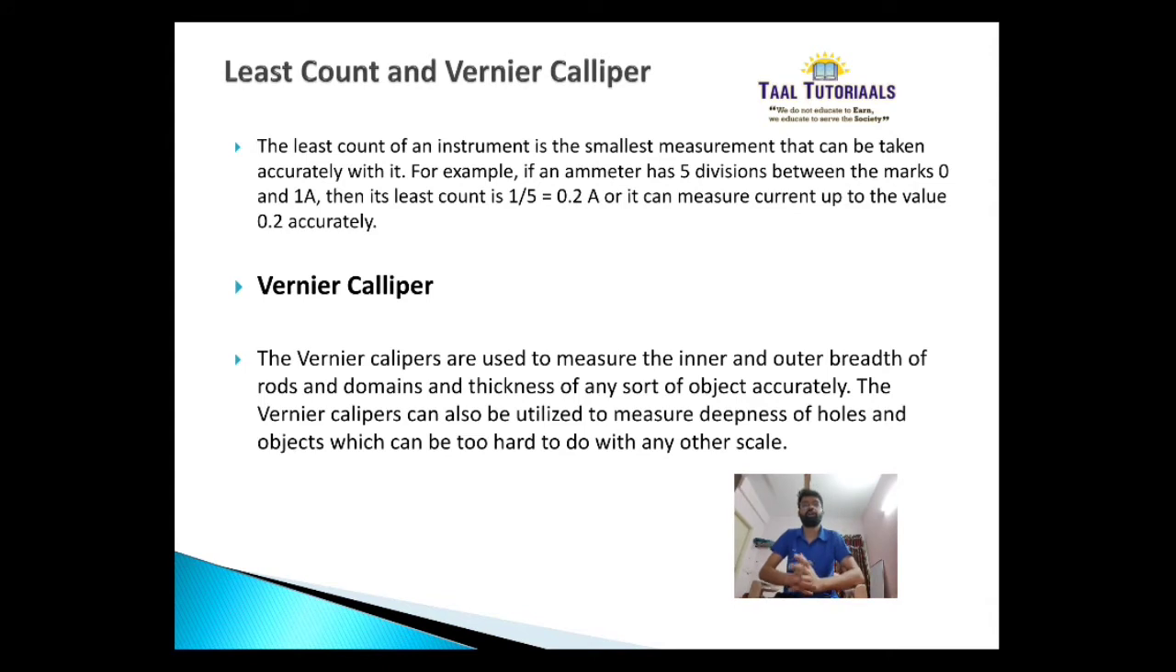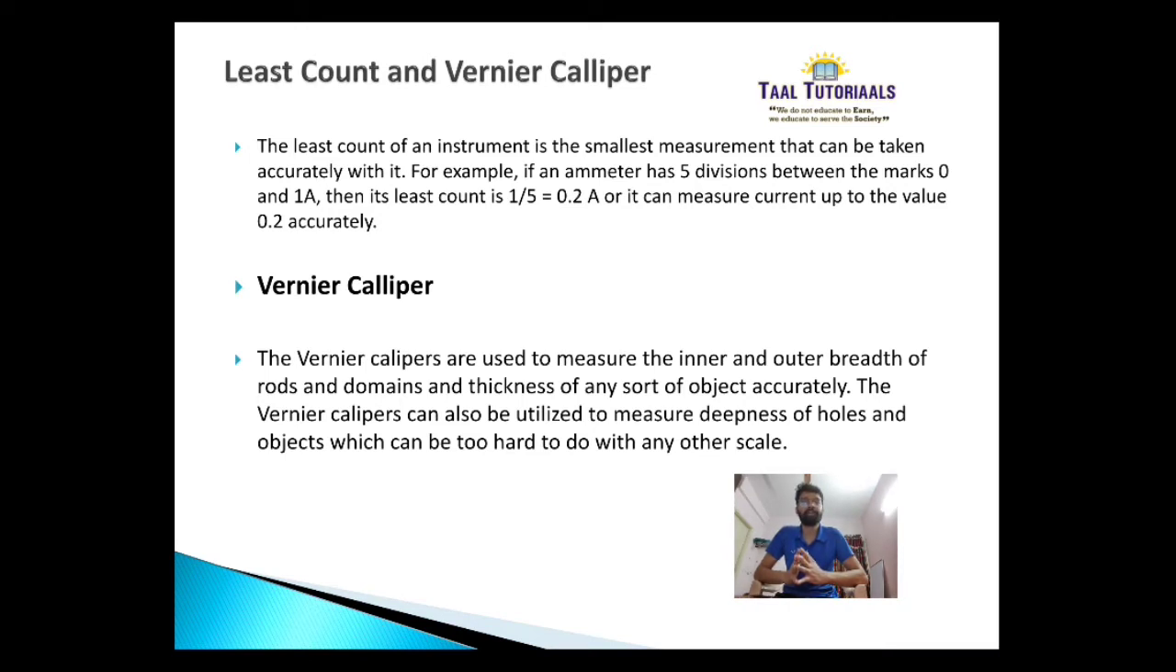Before going into the topic, I'll tell you the measurement of physical quantities such as length and mass always requires an instrument, for example, a meter rule or vernier caliper. So first thing, what is least count? Least count of any instrument is the smallest measurement that can be taken accurately with it.